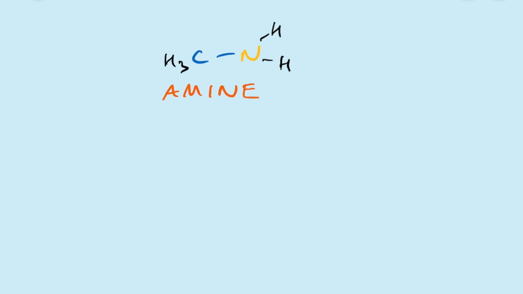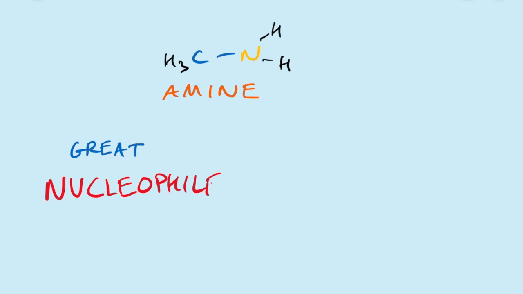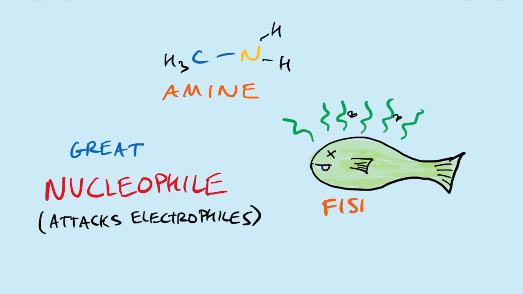Amines are alkanes with a nitrogen substituent. They are great nucleophiles which attack electrophiles and are the decay products that leave old fish with that particularly unpleasant fishy smell.